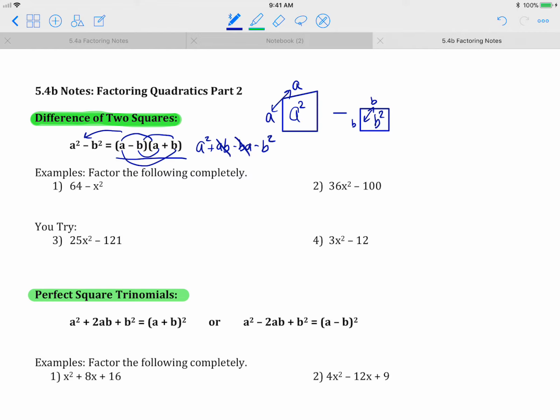Now let's just skip straight to the answers. Here's how you do it. Ask yourself what squared gives you 64. This is your a. What can you square to get 64? 8. Then ask yourself, what can you square to get x squared? This is going to be your b of the formula. Well, x. So now this is technically a squared minus b squared, and we can just throw it straight into the formula. 8 minus x, 8 plus x is our answer.